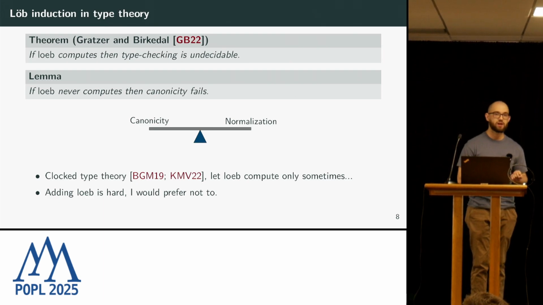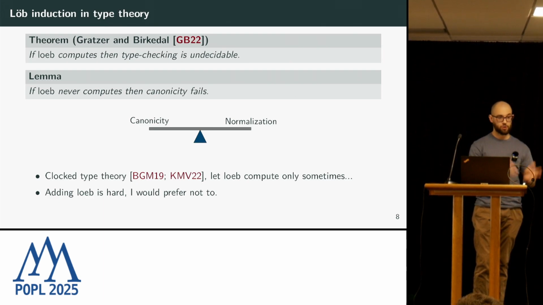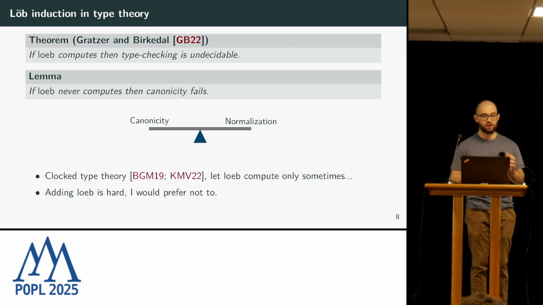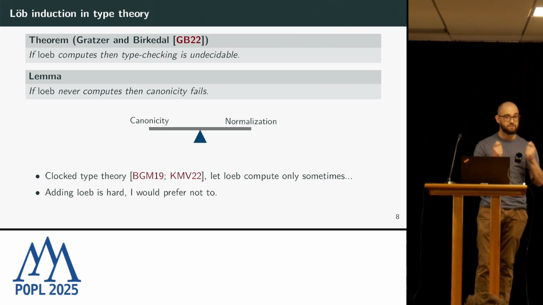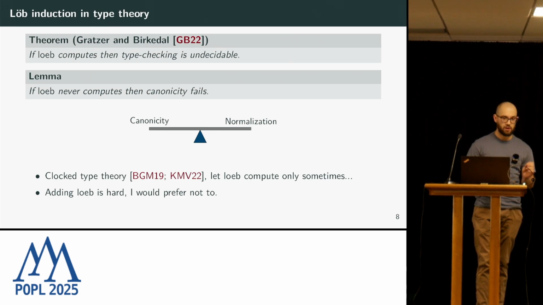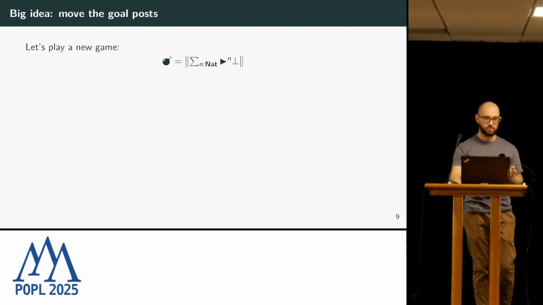We need to somehow strike a middle ground between having it unfold all the time and unfold none of the time. And so prior work on this comes in the form of clocked cubical type theory. You have a fancier later modality, and you use that fanciness to selectively unfold Loeb induction so that it only computes at the top level. But I want to propose a rather different solution. I would rather just not have Loeb induction in the theory and get it out of somewhere else.